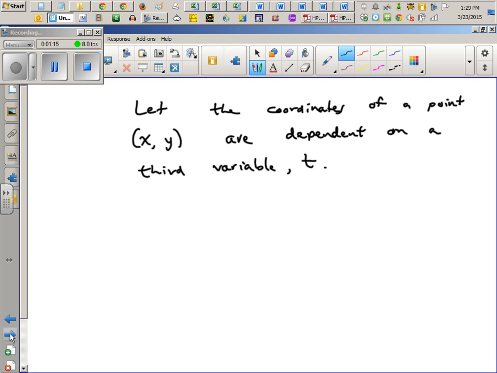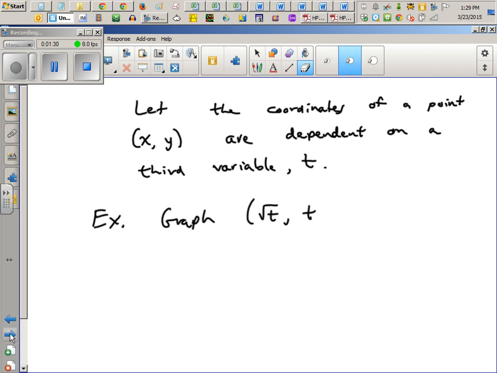I just gave you this following problem. Let's just say I say, all right guys, I want you to graph root t, t minus 2. Root t, t minus 2. You'd be like, what are you talking about? What's t? Well, what if I told you that t was a number between 0 and 4? Inclusive.